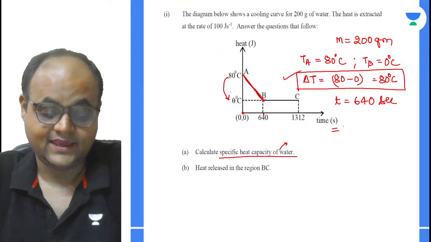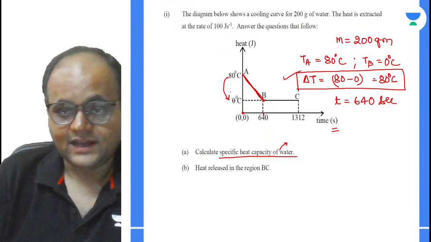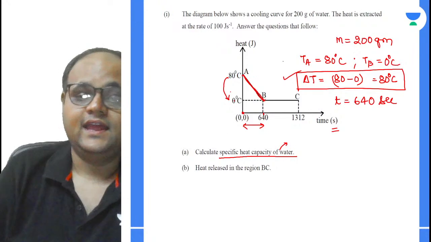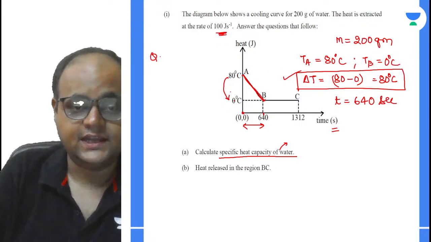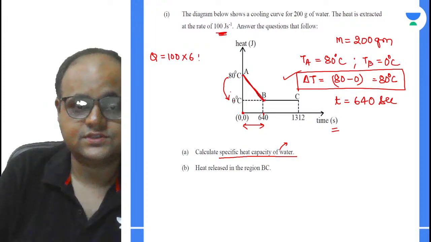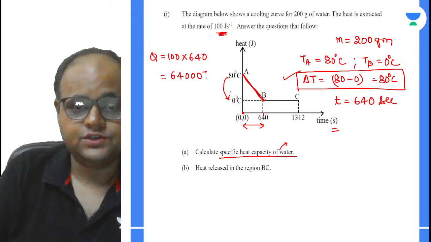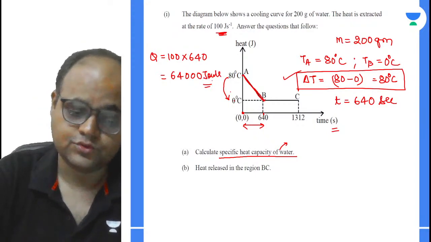Okay guys. Chalo, now the difference in the time is 640 seconds, fine, and for every second you have got 100 joule. So what is the total heat? Total heat is 100 into 640. This will be 64,000 joules, okay? So the heat involved in this particular question is 64,000 joules.